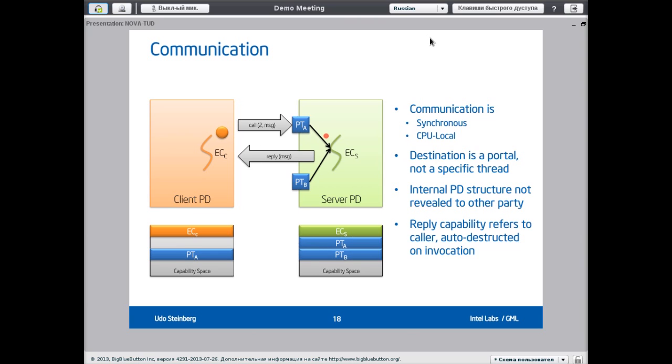And once the server is done, it will reply with the message. There's no need to invoke a portal here because the hypervisor remembers who the caller was. There's a reply capability referring to the client EC. And once you reply to the reply capability, that reply capability will be automatically destructed so that you cannot reply again. So communication is synchronous in that both the client and the server need to be ready, and it's CPU local. So they are both on the same core, and that's why the communication is really fast and there are no locks involved.